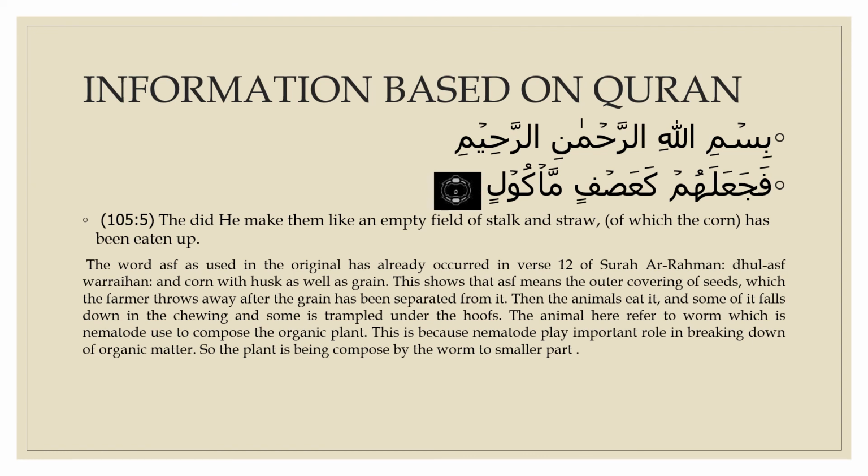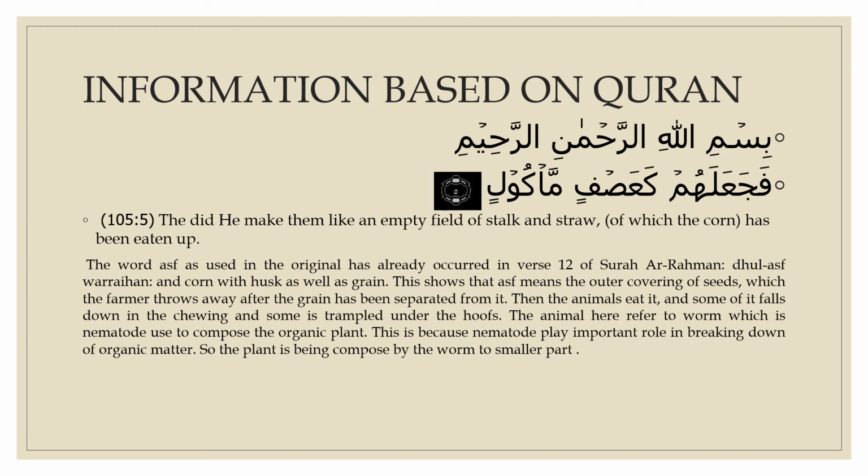Last but not least, the information based on the Quran. أعوذ بالله من الشيطان الرجيم بسم الله الرحمن الرحيم فجعلهم كعصف مأكول صدق الله العظيم. So the meaning of this verse: did He not make them like an empty field of stalk and straw, of which the corn has been eaten up?